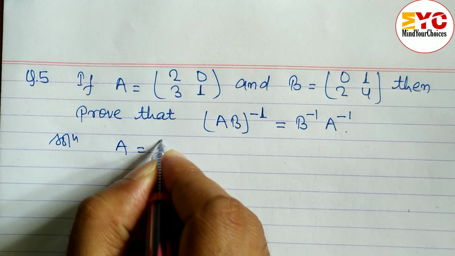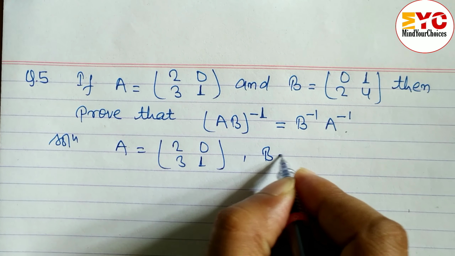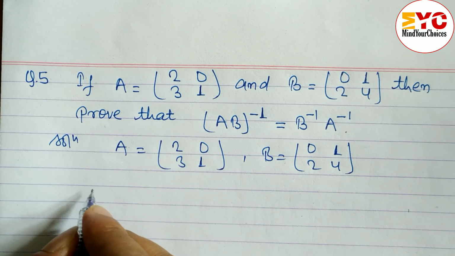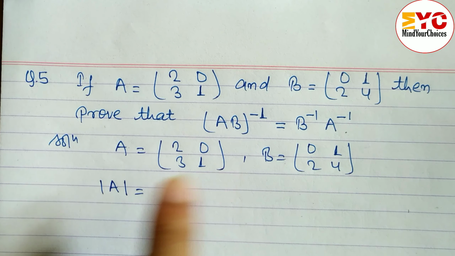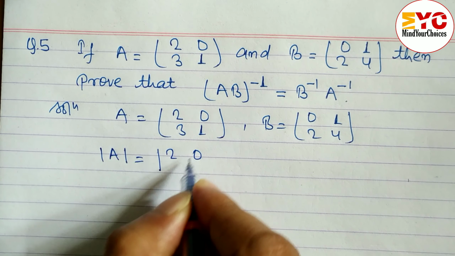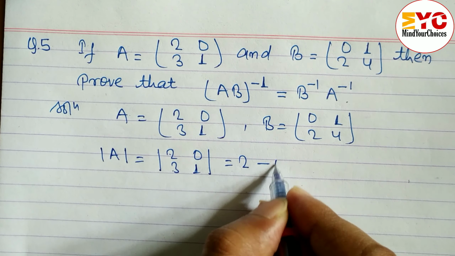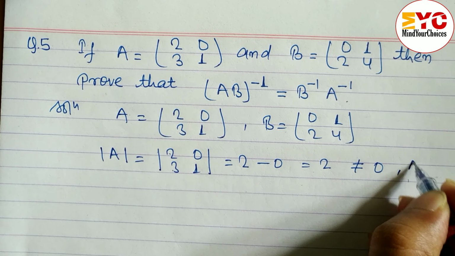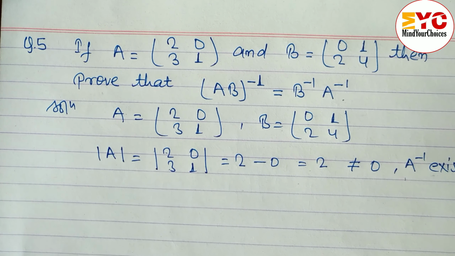Solution: A is equal to, here given, [2, 3; 0, 1] and B is equal to the matrix [0, 1; 2, 4]. Okay, first of all we have to find the determinant of A. We have to check whether we can find A inverse or not. If the determinant is 0, we cannot find A inverse. So determinant of [2, 3; 0, 1] is equal to 2 into 1, 2, minus 3 into 0, 0, which is equal to 2, which is not equal to 0. So A inverse exists, and we can find A inverse here.